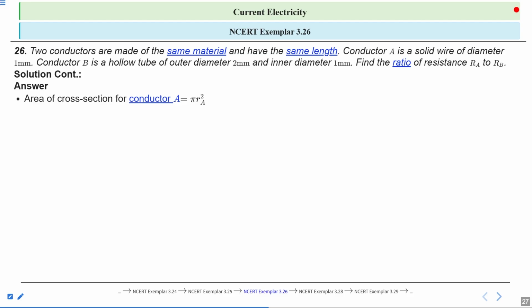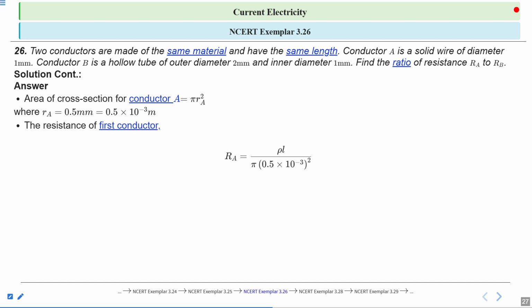Area of cross-section of conductor A is given by pi RA square, where RA is equal to 0.5 millimeter. The diameter of the first conductor is given as 1 millimeter, so the radius of the first conductor will be 0.5 millimeter, which is 0.5 into 10 to the power minus 3 meter. Resistance of the first conductor is calculated as RA equal to rho L upon A, because same material and same length.